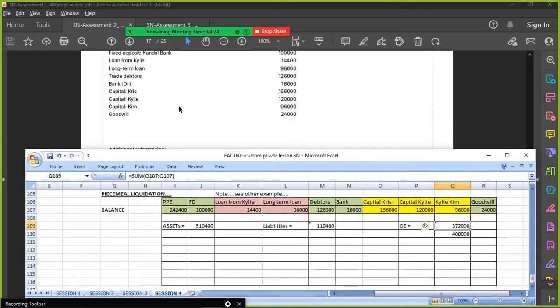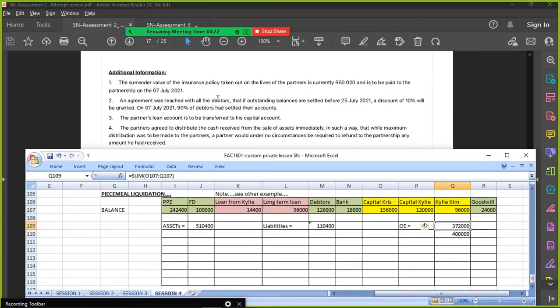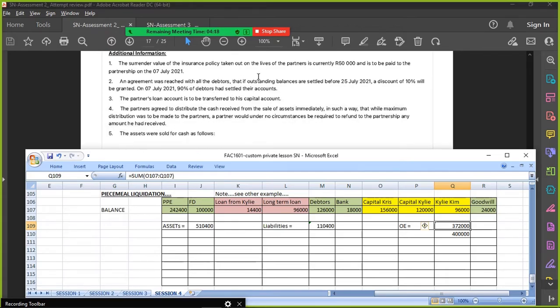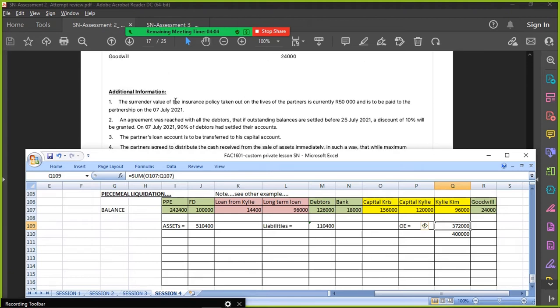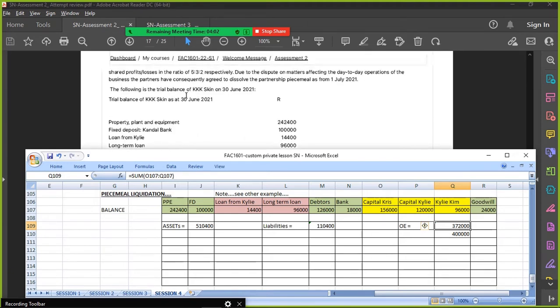Were there any other balances? No, there weren't. Here, the surrender value of the insurance policy taken out on the lives of the partners is currently 50,000 and is to be paid to the partnership on the 7th of July. This is something they would get in terms of cash that can be distributed to the partners. But when did they dissolve the partnership? On the 1st of July.